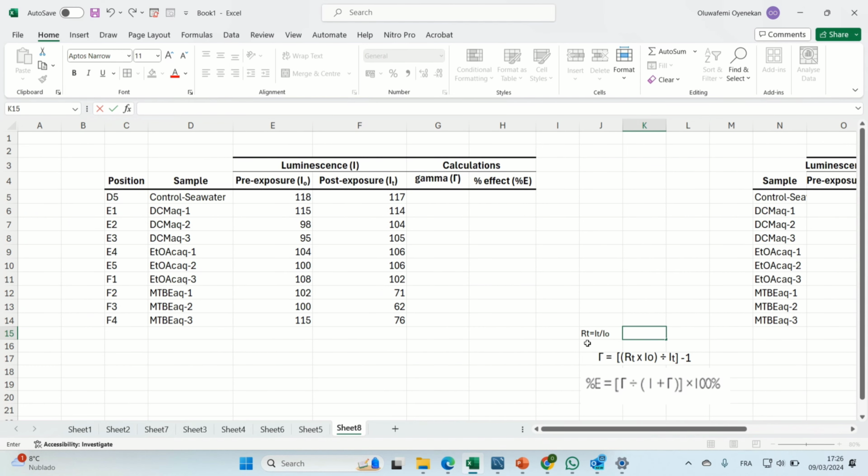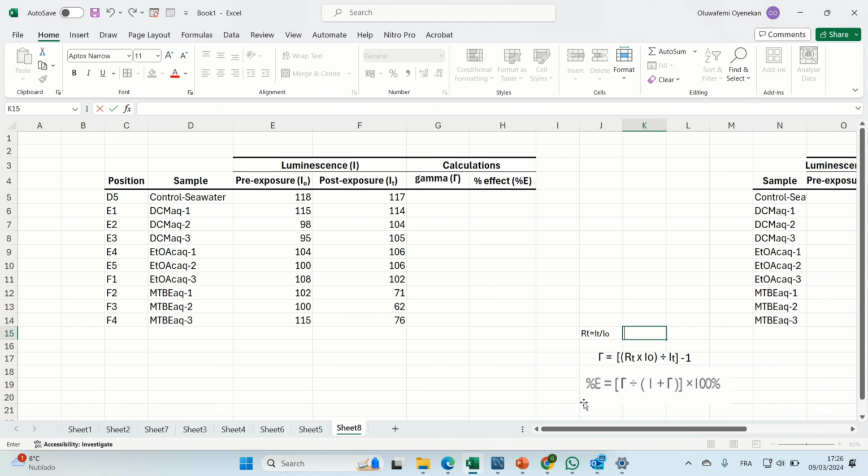For the gamma, this is the formula to find the gamma, and for the percentage effect, the formula is also here. Now I have to look through the formula to be sure that I have everything I need in the table. Now RT is here, and to calculate the RT, you need to divide IT by I0. Those are here already, so there is no problem. Also divided by IT, which is in the table, and minus one. So for this gamma, everything is intact.